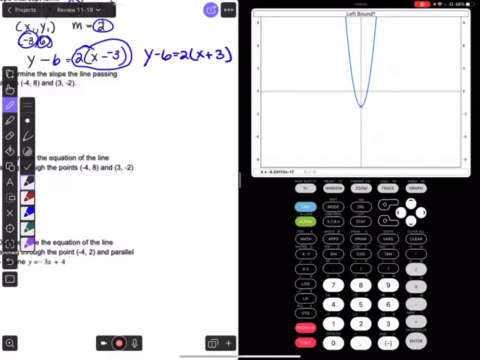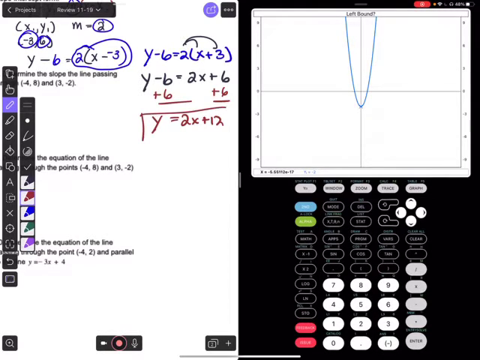Now you're ready to distribute. Make sure you distribute before you add or subtract. And then you add that 6 to get the y alone. So we get 2x plus 12. And there we go. That's the line that goes through the points -4, 8, and 3, -2.